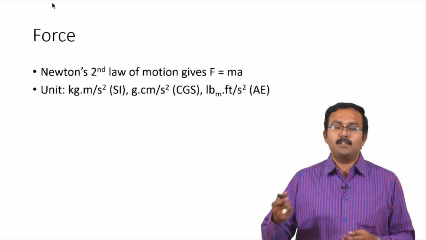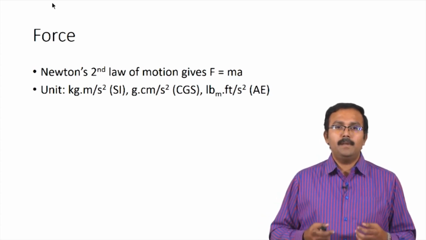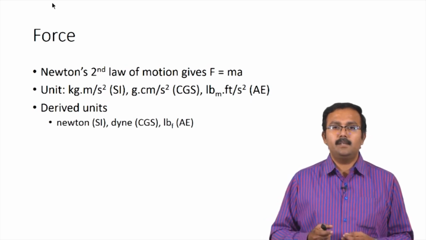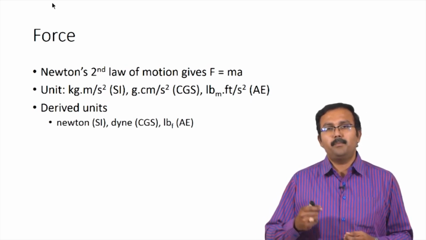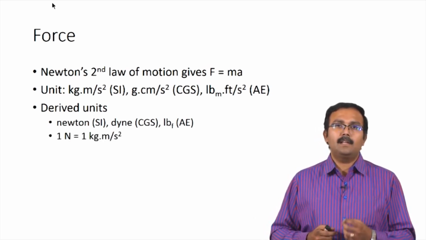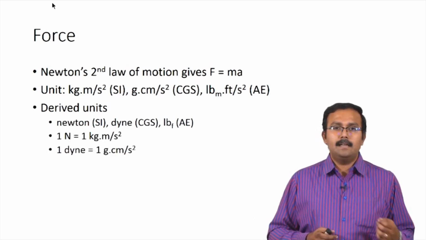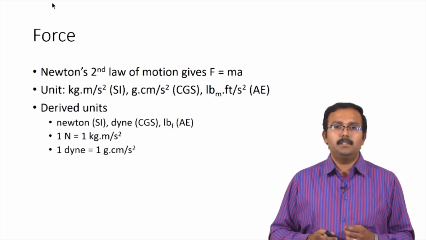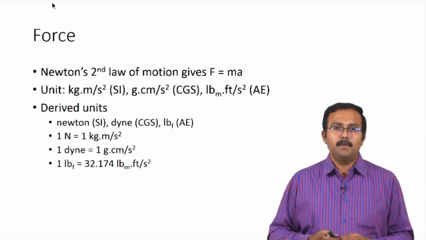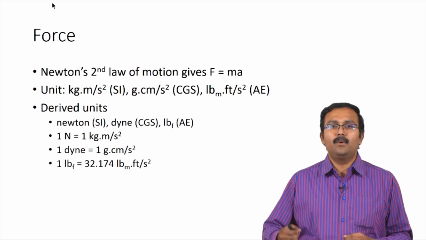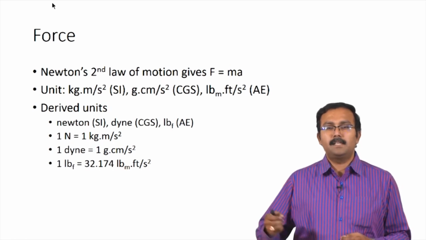So, these derived compound units can also be written as derived units: Newton in SI units, dyne in CGS and pound force in American engineering units. 1 Newton is defined as 1 kilogram meter per second squared. 1 dyne is defined as 1 gram centimeter per second squared. However, in the American engineering system, 1 pound force is defined as 32.174 pound mass feet per second squared.